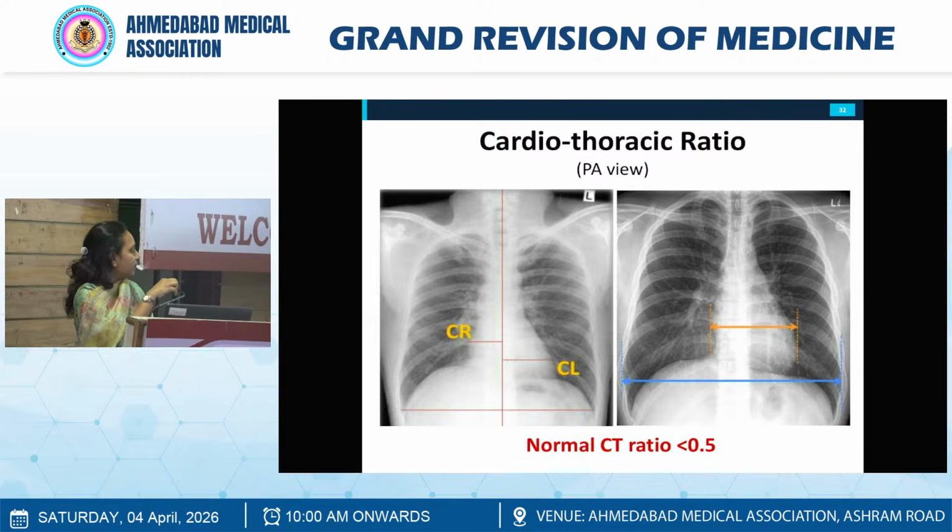Now the CT ratio, that is the maximum transverse diameter of the heart divided by the maximum transverse diameter of the thoracic cavity, that gives you the cardiothoracic ratio. The normal ratio is less than 0.5. If there is any cardiomegaly, the ratio would be altered. It might be more than 0.5.